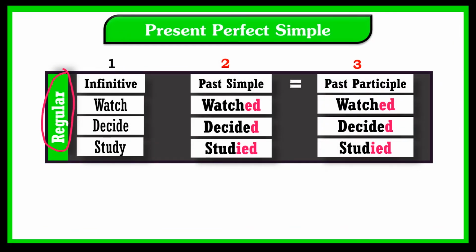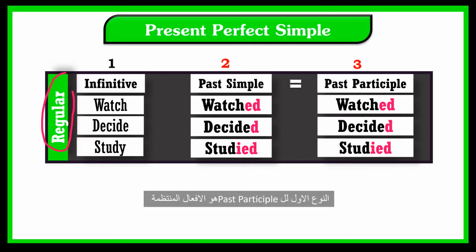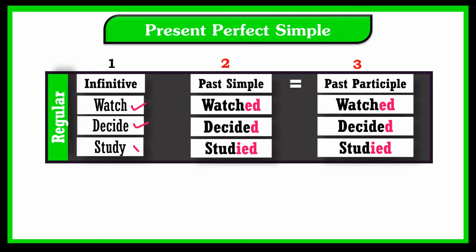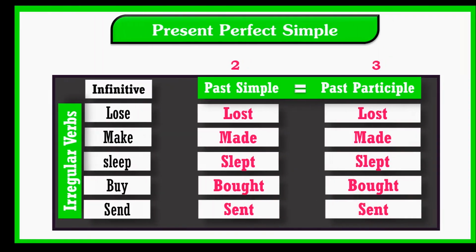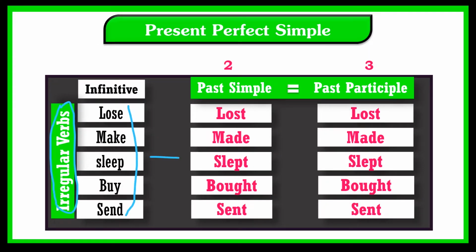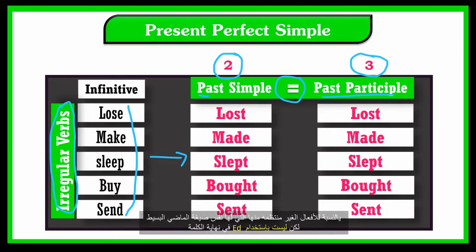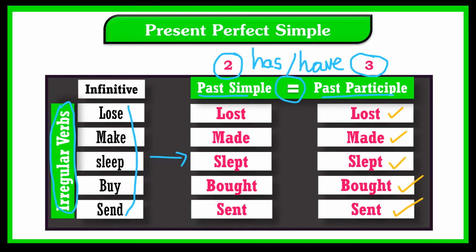Let me remind you of the different past participle groups. First of all, if the verb is regular, the past participle is exactly the same as the past simple form. In this case, the best option after the auxiliary is always with ed. As for the irregular verbs, such as lose, make, sleep, buy, send, the past participle is also the same as the past simple form, but this time it's not with ed. Again, the best choice in this case must be lost, not lose, made, not make, slept, bought, and sent.